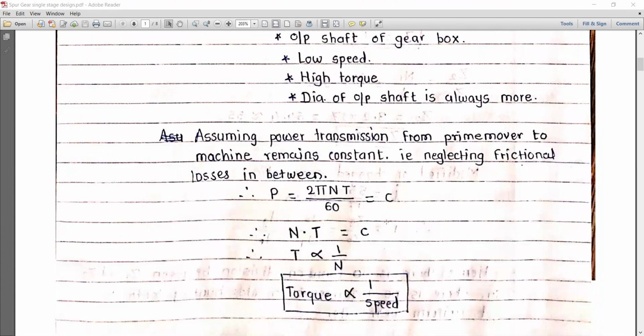Now I have made a few assumptions. Assuming the power transmission from prime mover to the machine remains constant, we are neglecting the frictional losses in the transmission. So P is equal to 2 pi NT divided by 60, equal to constant. So NT, that is speed times torque, is equal to constant.